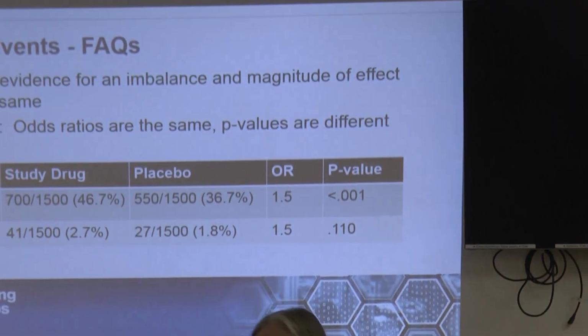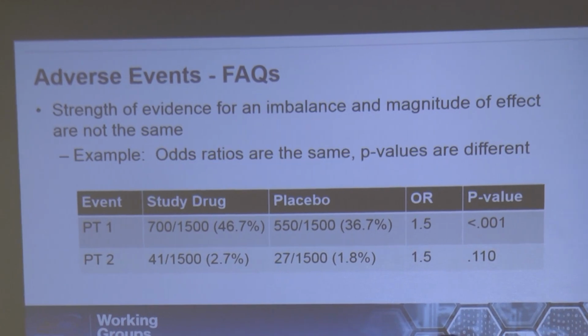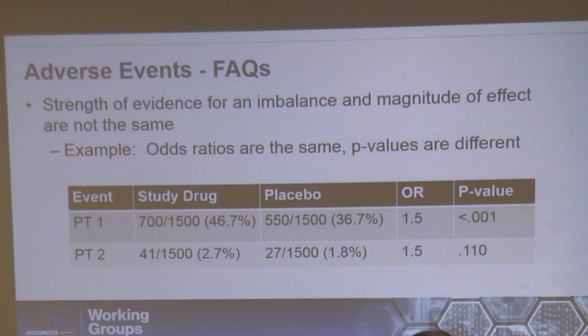Also, a lot of people, like your medical colleagues, may not understand the difference between imbalance and magnitude of effect, right? Some people might think they're one and the same. So this is an example that you can share with your colleagues if they're confused on the difference between strength of evidence and magnitude. Here's different data. The odds ratios are the same, so the magnitude of effect is the same, but the strength of evidence is not the same. So that's why we encourage both. We think both of those measures have value in trying to help decide whether an event is caused by the drug.